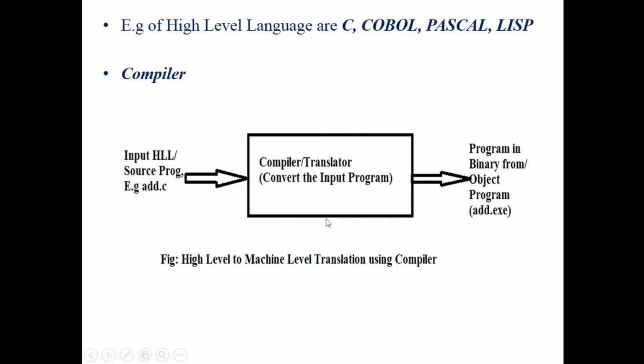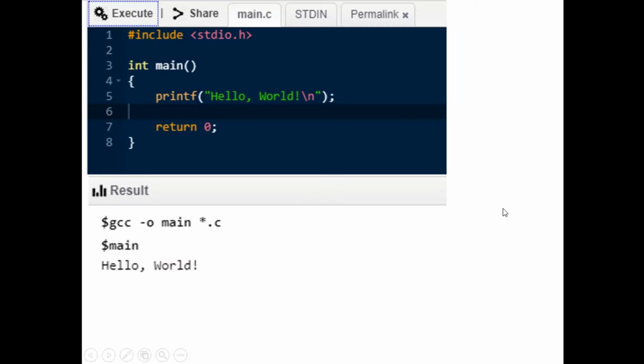What is the task of the compiler here? It takes the input as high level language, the whole program. When we give the whole program, it is given to the compiler, and then it converts the input program into binary, if it does not have any error. The high level language code gets converted into binary or an object program.